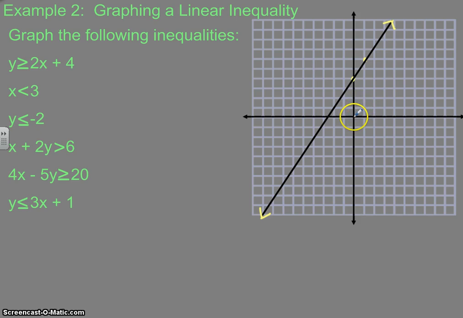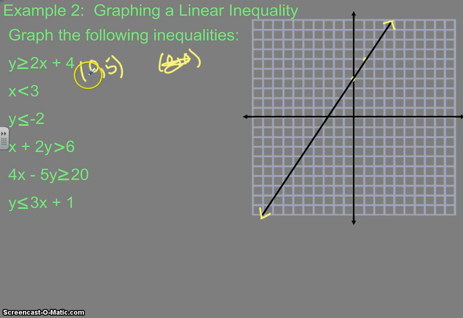So let's look at point 0, 0. Let's plug that in here and see if it makes this inequality true. Put in 0 for x and 0 for y. That means 0 is greater than or equal to 4. Is that true? No, it's not. It is definitely not. But let's put in a point over here on this side. Let's go 1, 2, 3. Let's go to 0, 5, and check it.